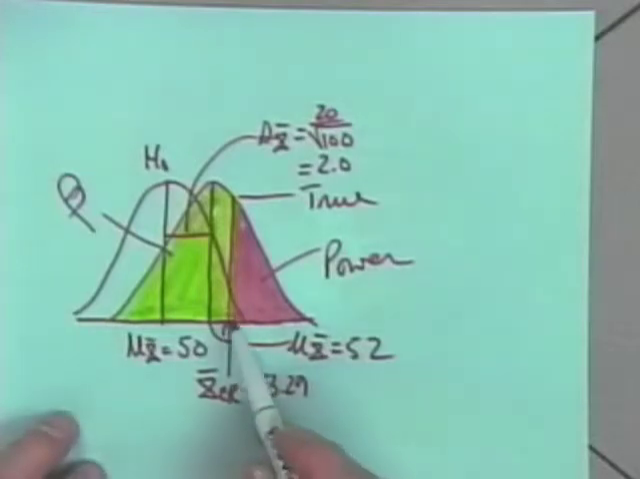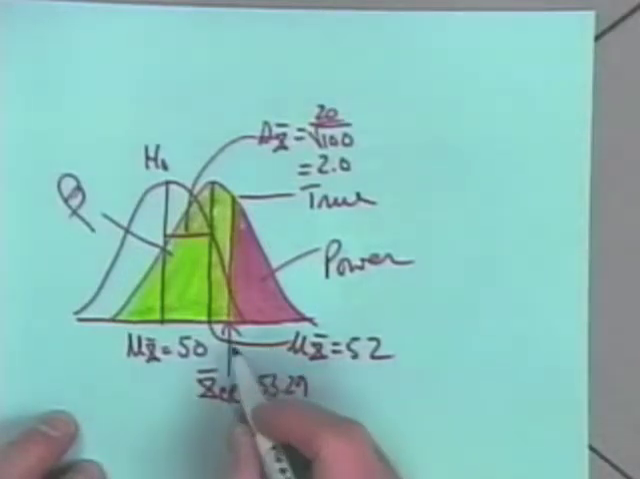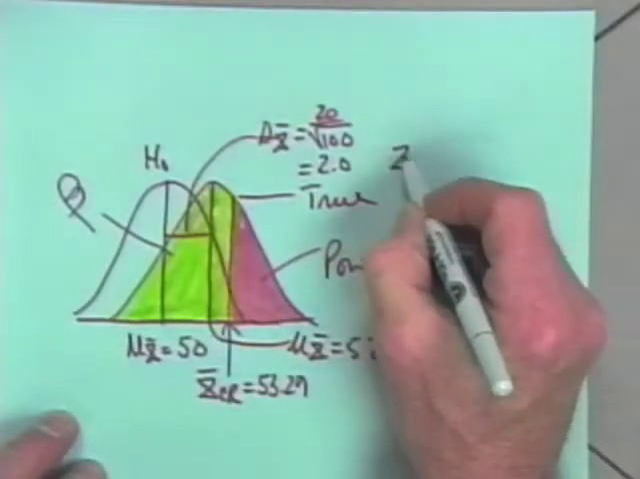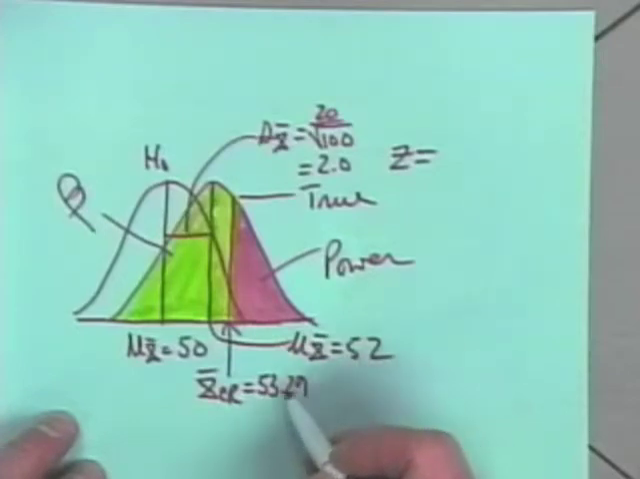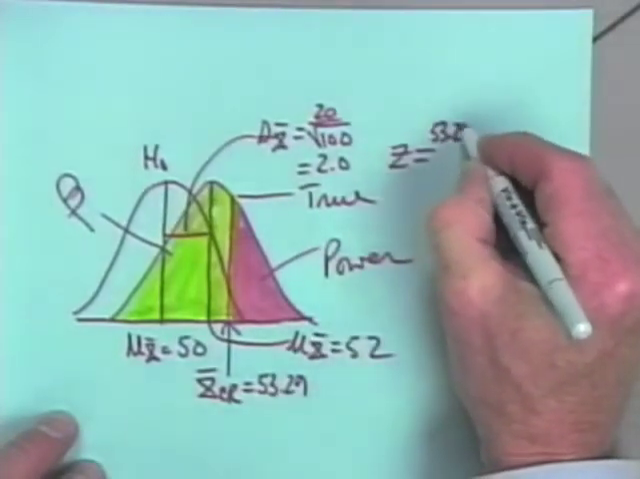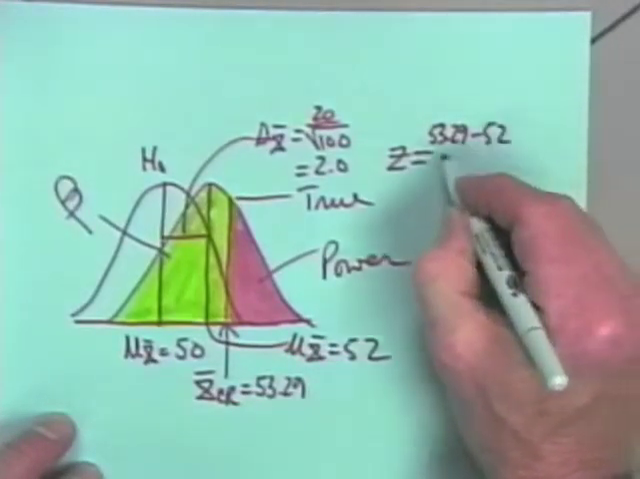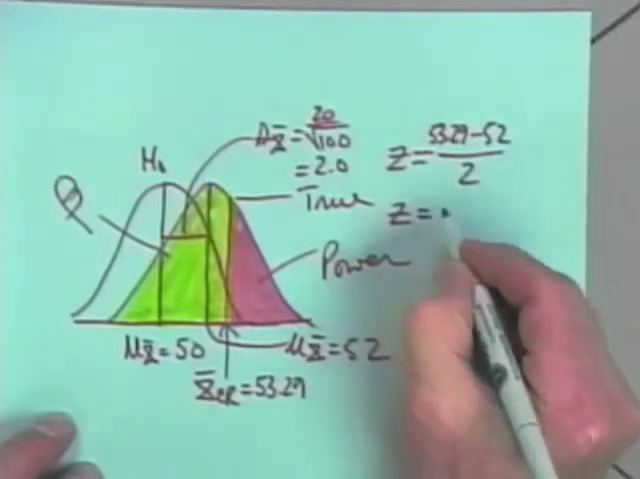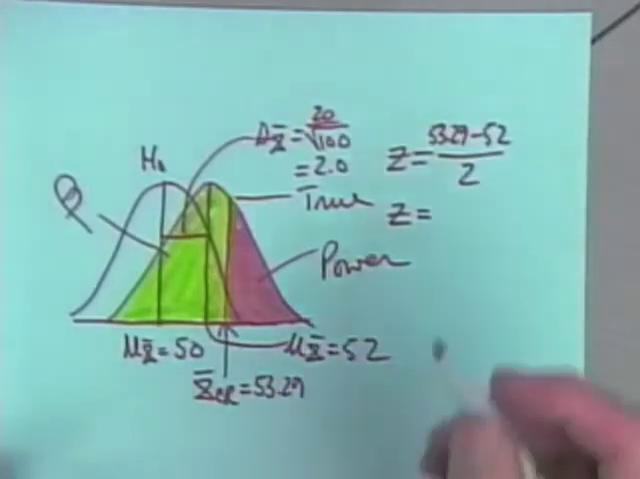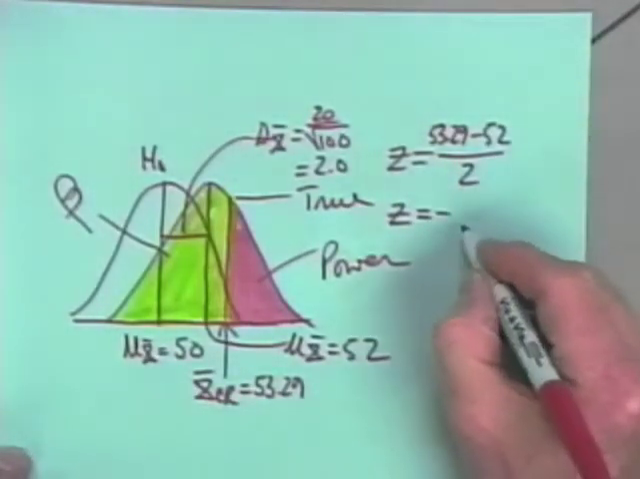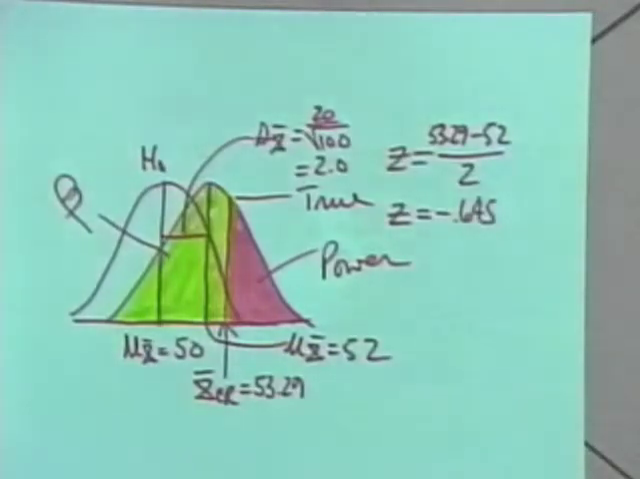We're going to be computing a z-score for this 53.29 in this true distribution. So our z-score for this point right here is going to be 53.29 minus 52, and that's divided by 2. And what do we have now for a z-score? It's 0.645. Okay, I'm sorry, you're right. So we've got a z-score, which is 0.645.